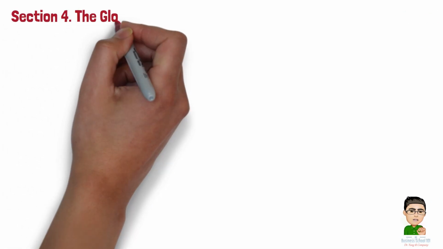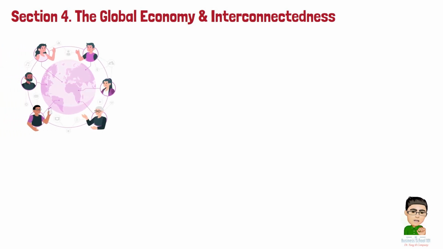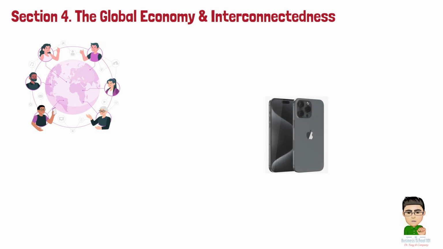Section 4. The global economy and interconnectedness. Today, we live in an increasingly interconnected world, where goods, services, people, and ideas flow across borders more freely than ever before. This interconnectedness is largely driven by trade. For example, consider the iPhone in your pocket. It's a prime example of deep global cooperation.